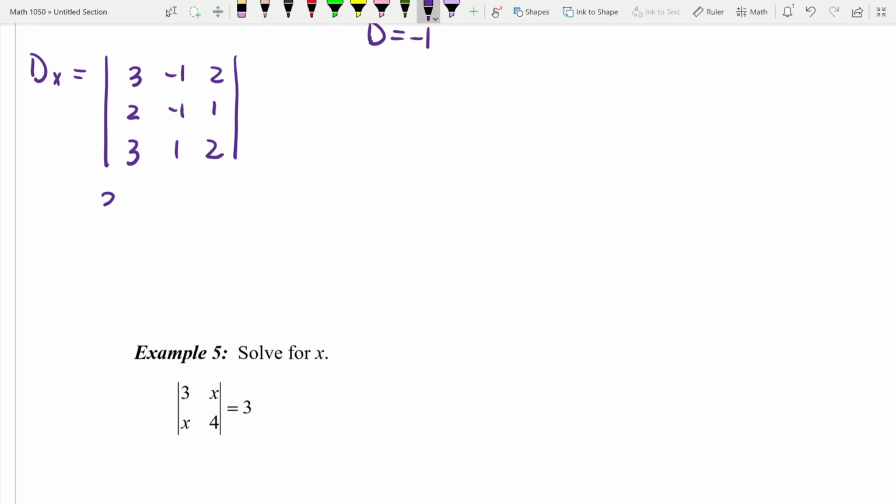Okay, start with the 3. Get rid of the row, get rid of the column, negative 1, 1, 1, 2. Write the second number, which is a 2, change the sign. Get rid of the row, get rid of the column, negative 1, 2, 1, 2.